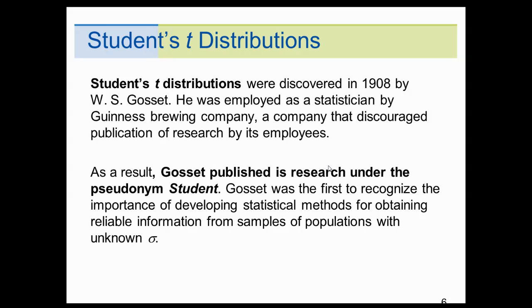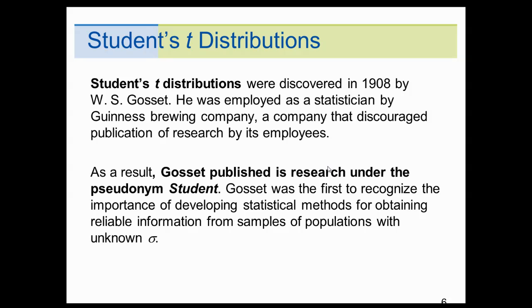Student distributions were discovered back in 1908 by this guy named W.S. Gossett. He was employed by the Guinness Brewing Company, and the company discouraged publications of research that mentioned the Guinness Brewing Company. As a result, Gossett published his work under the pseudonym Student. Gossett was the first to recognize the importance of developing statistical methods for obtaining reliable information from samples of population when sigma was not known.